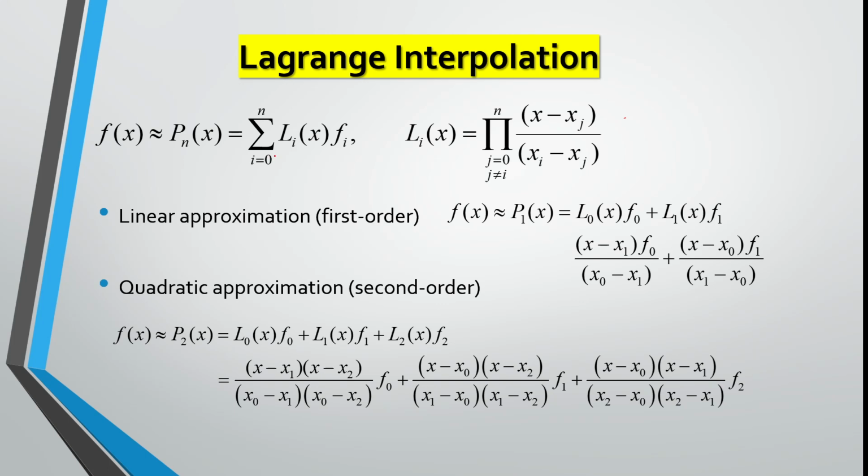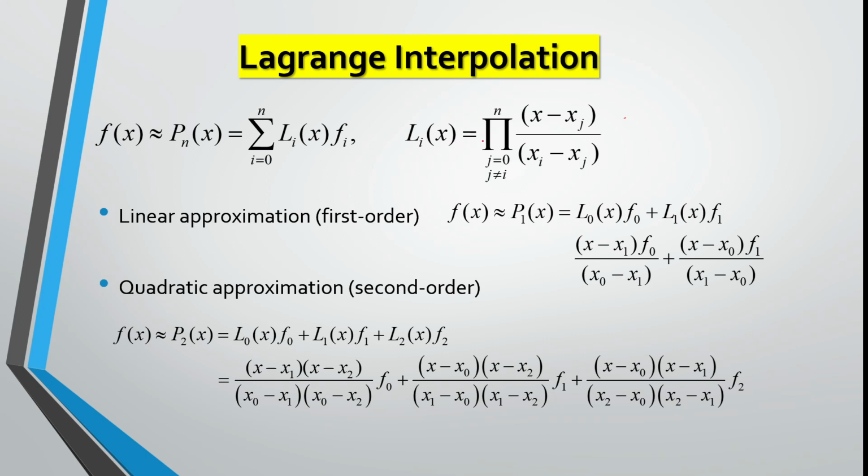If linear, then n is 1. We have 2 points, and we index the points from 0, 1. So for linear approximation, n is equal to 1. So for linear or first order approximation, n is up to 1, so i goes from 0 to 1. That's why you get L naught of x f naught, and then plus L1 of x f1. So what are L naught and L1 here?